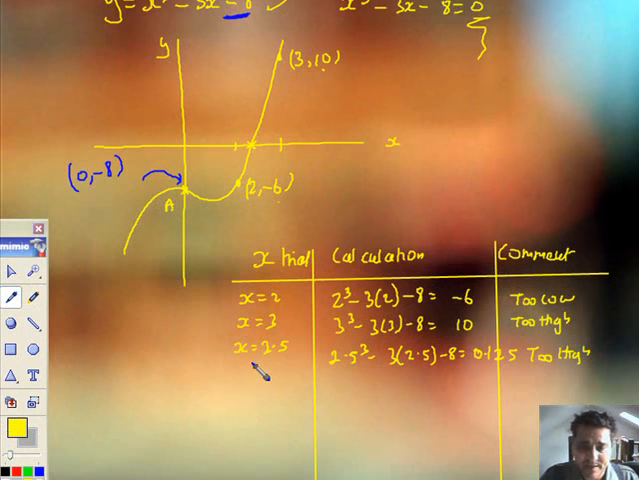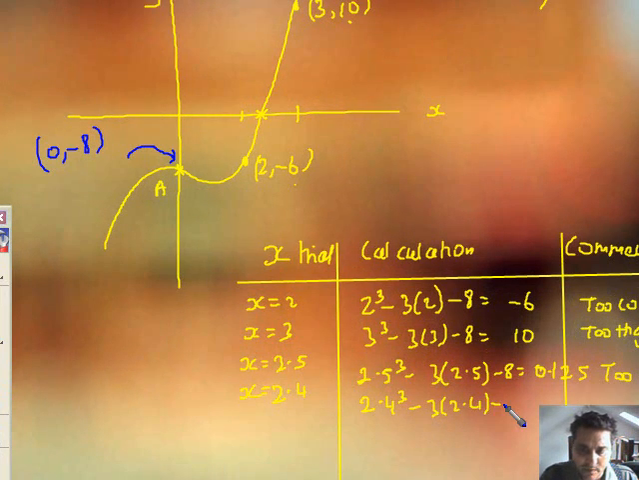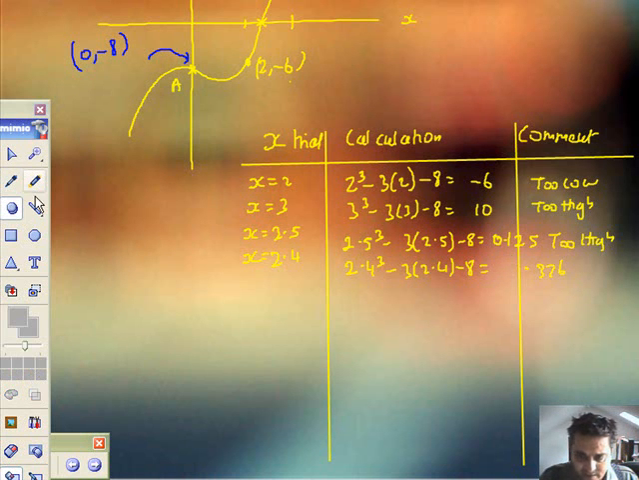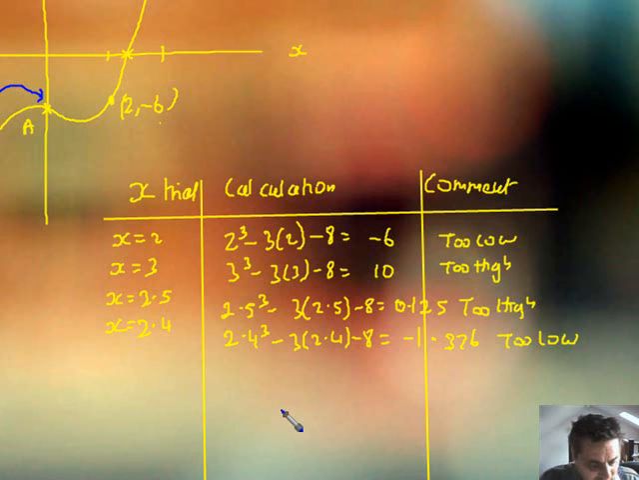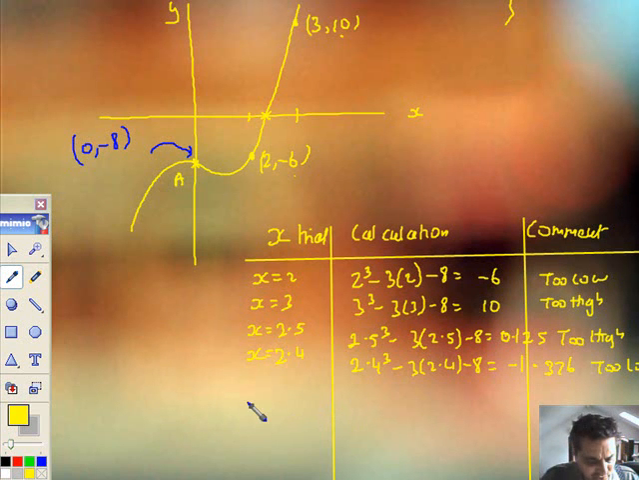Now I'm only allowed one decimal place, so I'm not going to start going 2.49. I'm just going to drag it down to 2.4 and see how wildly out that is. So 2.4 cubed minus 3 times 2.4, take off the 8, and that gave me minus 1.376. Too low, because I want to aim for 0. Did I try 2.6? That's a silly thing to do. No need to do that. So that's gone a bit too high, that's gone a bit too low. Therefore I must choose between 2.5 and 2.4.